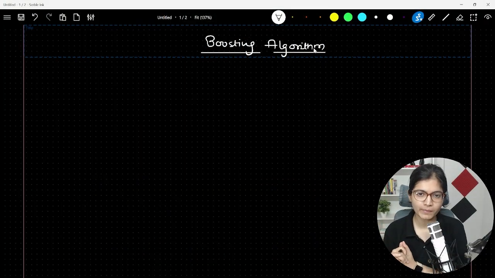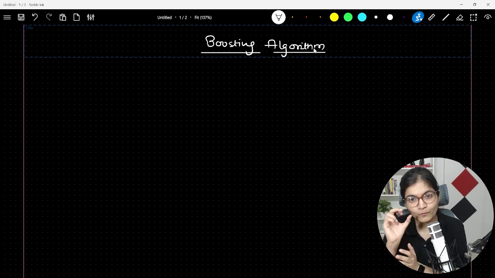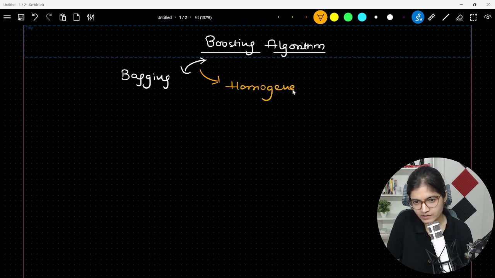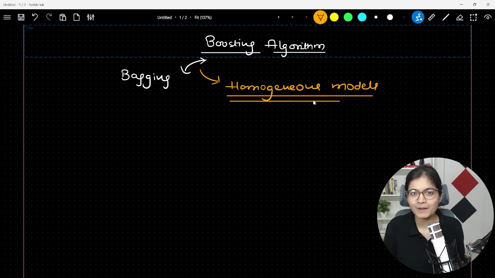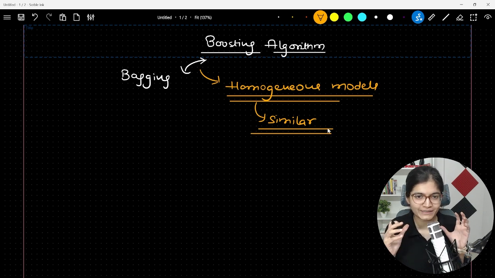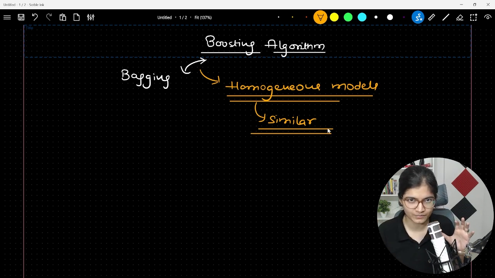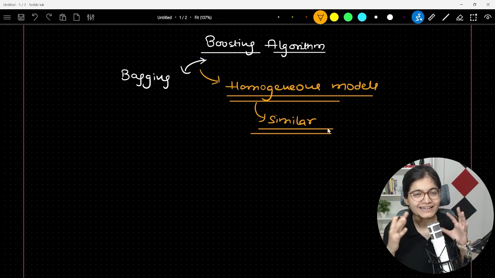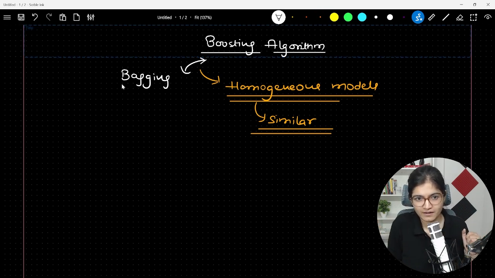Whenever we are talking about boosting algorithms, the one common thing between bagging and this algorithm is that both of them use homogeneous models. I hope everyone knows the literal meaning of homogeneous: similar models. If you remember, in the bagging technique also, I told you that you cannot use different algorithms, unlike stacking, where we do use them, right? That is the common part. But how these two techniques are different, let's try to understand in more depth.